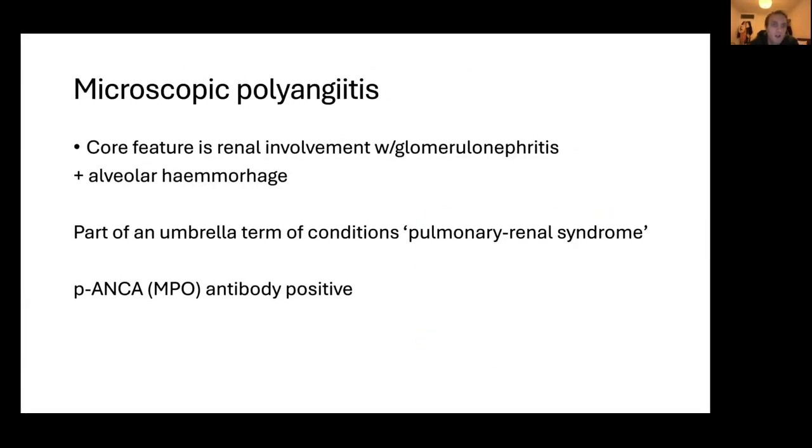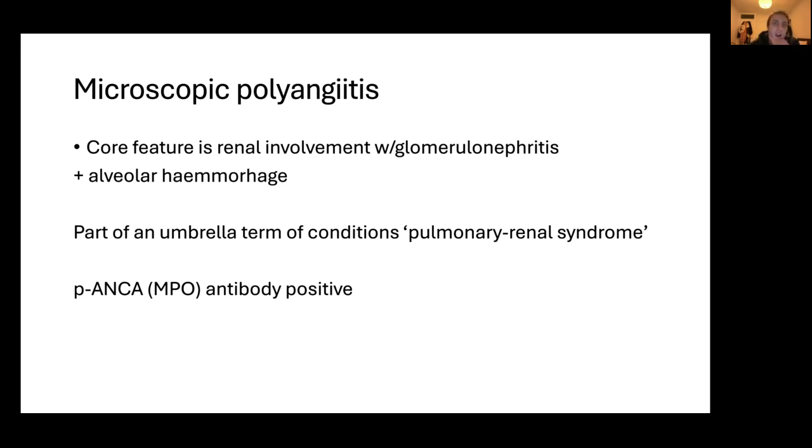So now let's talk about MPA, which is the final term. You will often see this shortened to just MPA. The core aspect of this is basically glomerulonephritis, and you can also get what's called alveolar hemorrhage, and this is part of an umbrella term of conditions called pulmonary renal syndrome. Pulmonary renal syndrome includes things like anti-glomerular basement membrane disease, so Goodpasture's. It basically means you're going to have hemorrhage from both the kidneys and lungs.